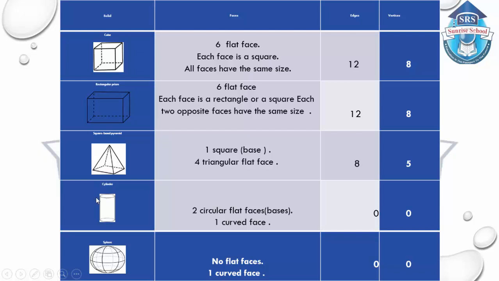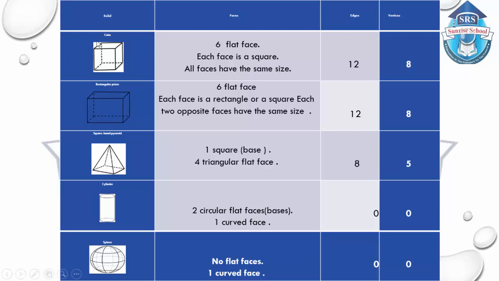Cylinder, of course. Here we have no edges because there are no lines. We have no vertices, but we have 2 circular faces and 1 curved face. The 2 circular faces we call bases, okay? And 1 curved face. A sphere has no edges, no vertices, no flat faces, but 1 curved face.